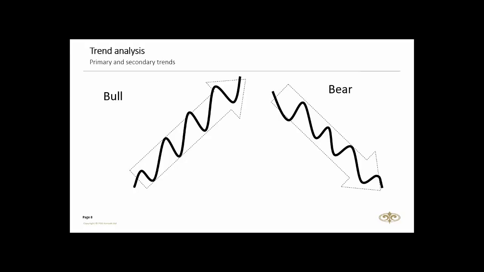Now, we're talking about secondary trends in a bull market, a rising market. Those little pullbacks, I call them pullbacks. We'll go into more detail. What's the definition of a correction?